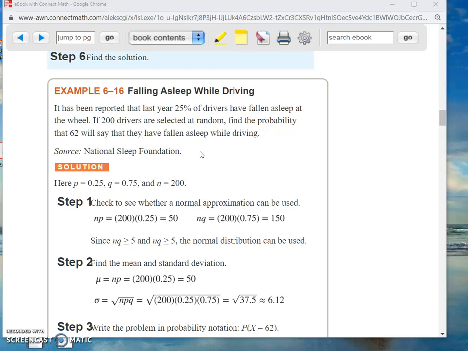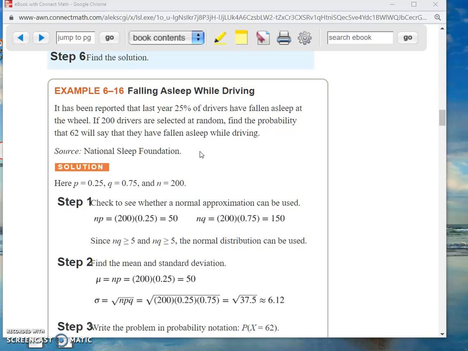What we're talking about here is an experiment, basically a binomial experiment. Sometimes other authors will call it a binomial trial. What's the trial? Well, first of all, what's the random variable? The random variable is falling asleep. What's the probability that somebody will fall asleep? 25%. So the probability of success is 25%.